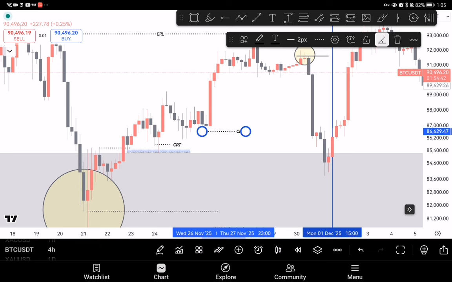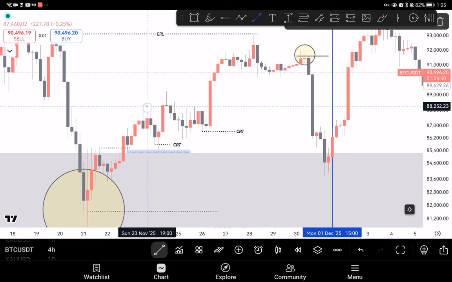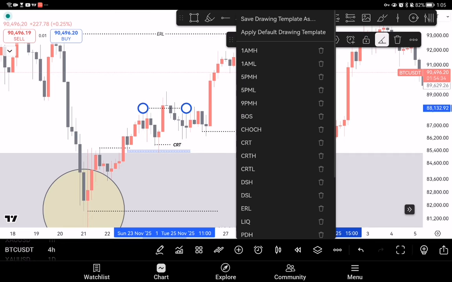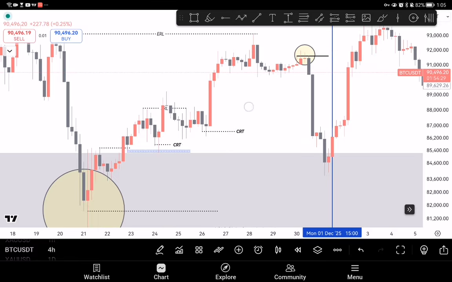What does that mean? It means that price is going to come and take out this external range liquidity here. And that is exactly what happened. Or should we call it break of structure? However, I will call it an external range liquidity.